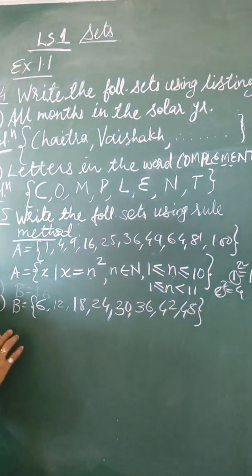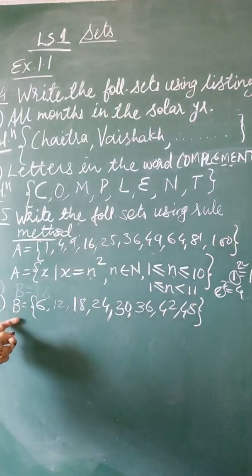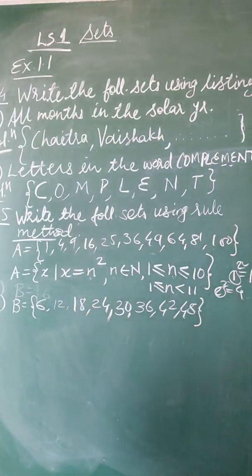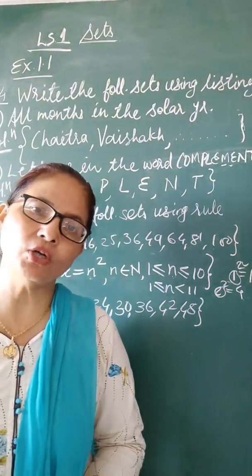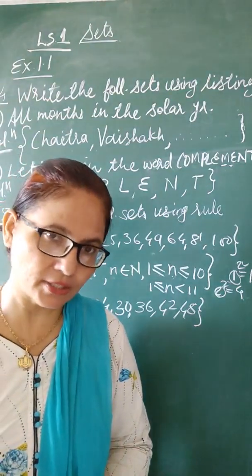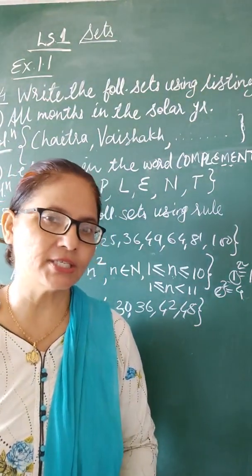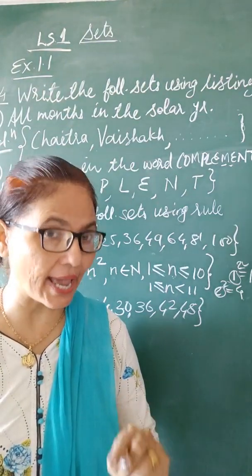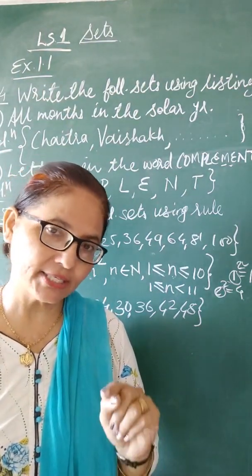Okay, now see your second one. B is the set of 6, 12, 18, 24. Now tell me, this 6, 12, 18, what are these? These are all multiples of 6. This is the table of 6. 6 ones are 6, 6 twos are 12. It means x is equal to 6n. n is changing and 6 is fixed.